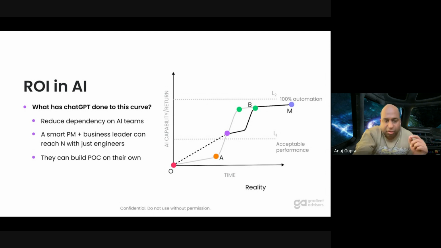But because of the ChatGPTs of the world, the amount of intelligence it will have is going to be much higher. Hence, I have not merged it with point A. I have shown it higher than even acceptable performance. Great. So now you have quickly built a solution. Now you're taking it to the market. You're giving the demos. You're selling it.